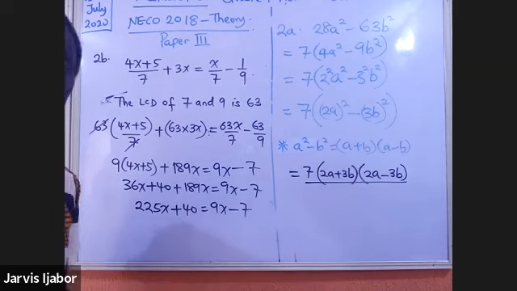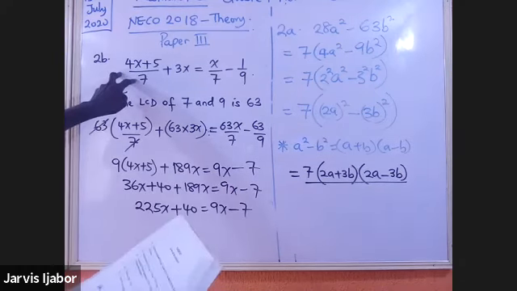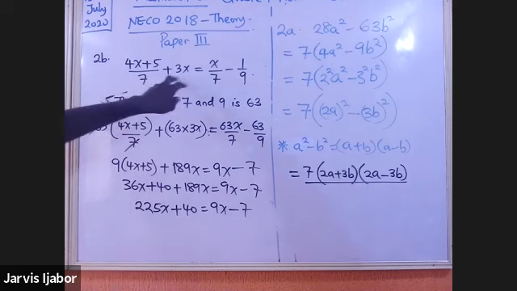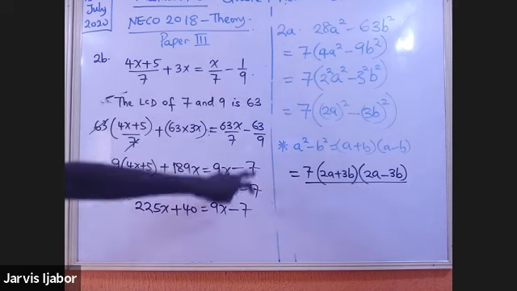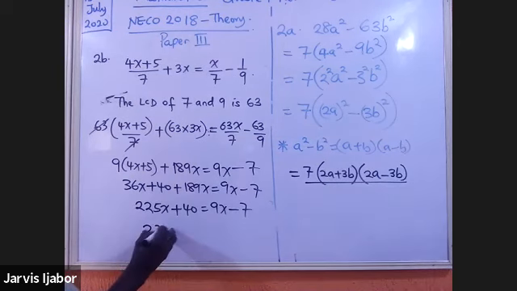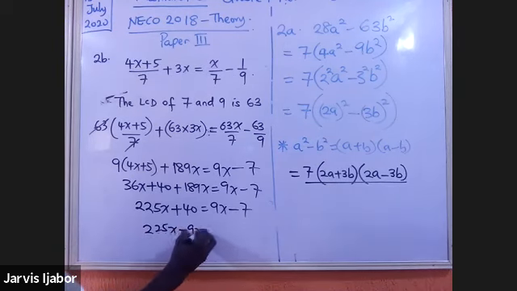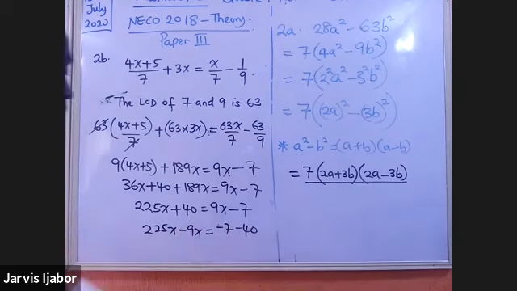Let's quickly do a review of what we are doing so that we're sure that we have not made a mistake. That is in order. 63 will be the LCM. That's in order. This one will give me 9. This will give me 7. Good. So we're in order. So this will now be 225x minus 9x equal to minus 7 minus 40. So we'll subtract these two.